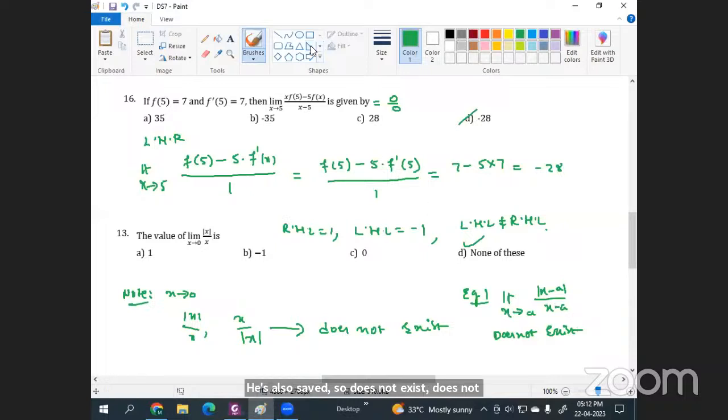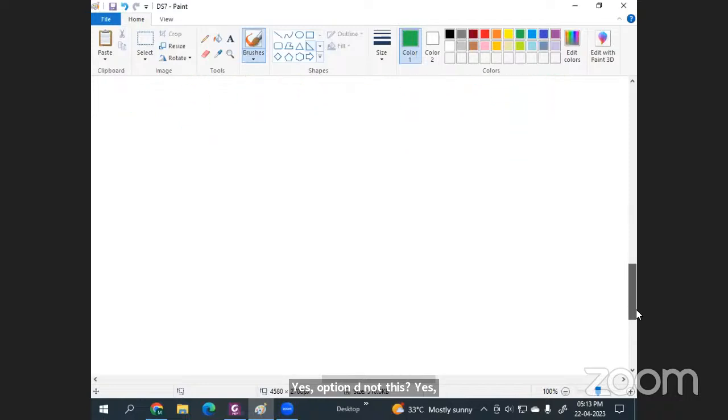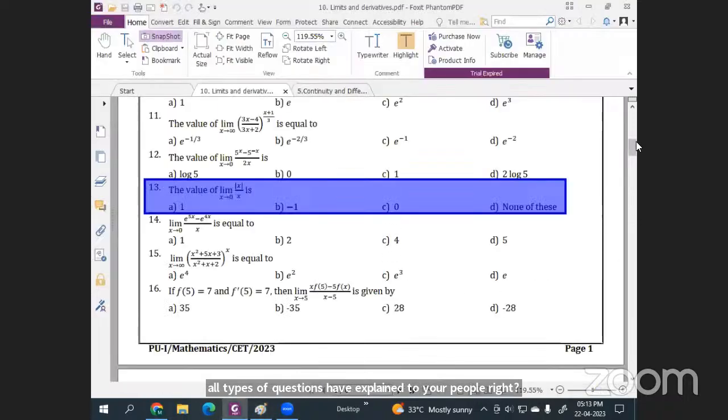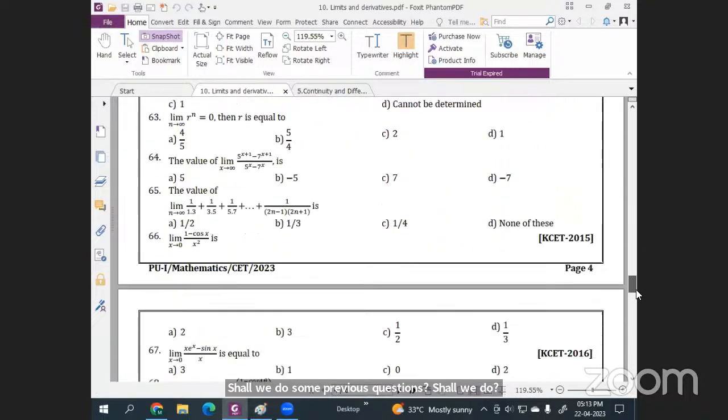Right, children? The same way we can do all the questions. For mod x, the limit does not exist. Yes, option D, none of this. Shushmita, correct. Next, I am going for the continuity problems. All of you understood how to go for the limits problems? All types of questions have been explained to you. Shall we do some previous year's questions, and see how they are asked?